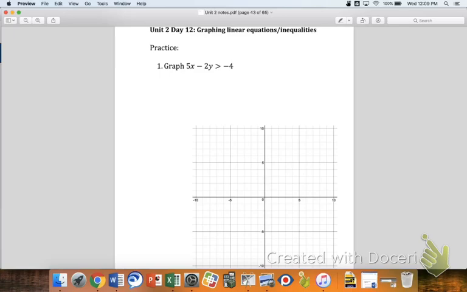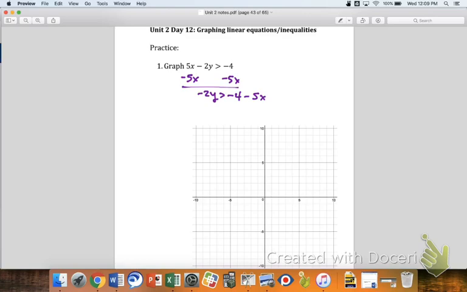You don't know? Joe? Listen carefully to Joe. Subtract the 5x. Why? Like, what's the point of that? Like, why would I subtract the 5x? Because you're trying to isolate the y. Did you hear that? That's what we're trying to do. We're trying to isolate the y. Subtracting the 5x over is a good move if that's the goal. So negative 2y is greater than negative 4 minus 5x.